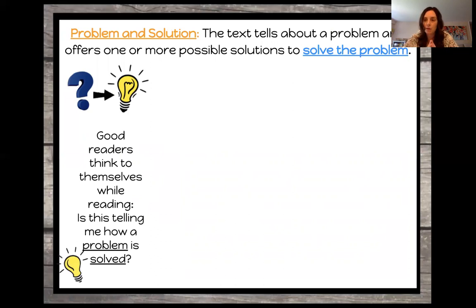This is different from cause and effect because think about the last example that we just read. It didn't give a solution to the problem. So yes, there's a problem that this animal, the marmot, is becoming extinct, but there is no solution to it. So that is not a problem and solution because there's no solution.